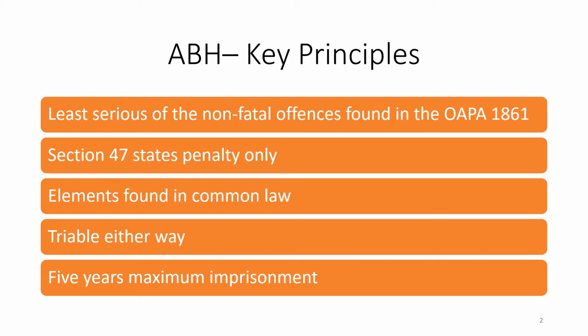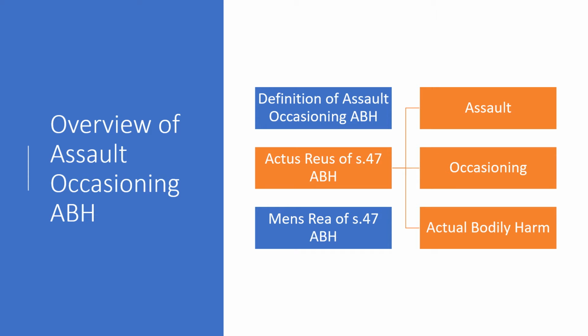Now, Section 47 of the Act really only states the penalty. It does list the elements, but doesn't really explain the elements. So these elements instead are found in common law. So we're going to have to look at cases to understand what's meant by the definition. Now, it is a triable either way offence, with a maximum of 5 years in prison if found guilty. So we're going to begin with an overview of what we're going to cover in this video.